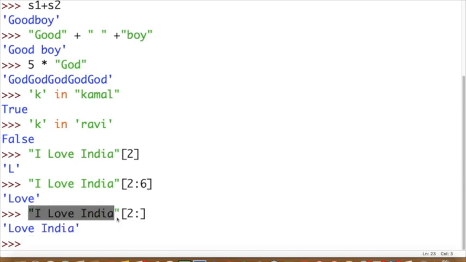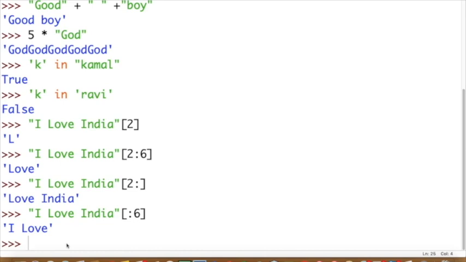So, here it comes, colon 6. Now, I have not mentioned the first index and just mentioned the end index. So, 6 is the end index. I have not mentioned any first index. So, the slicing will start from the 0th index, that is the first letter, I, and goes up to the 5th index. Since we have passed the end index as 6, the slicing end will be 6 minus 1, which is 5.